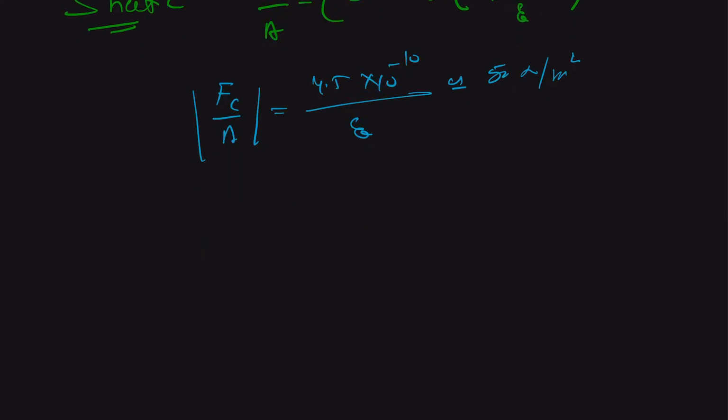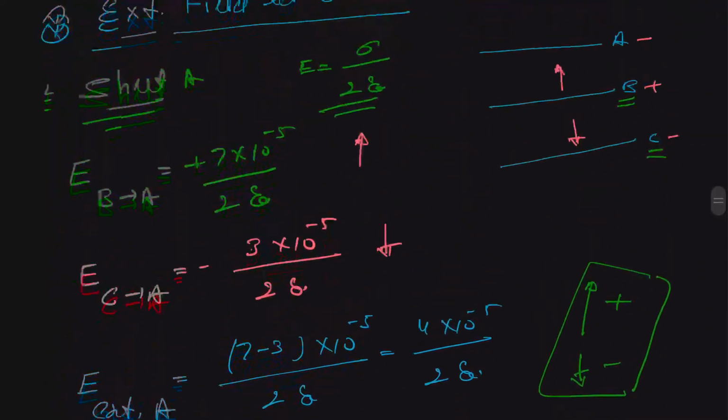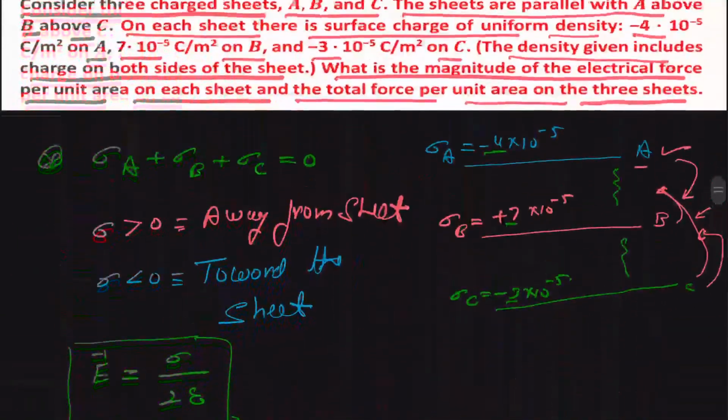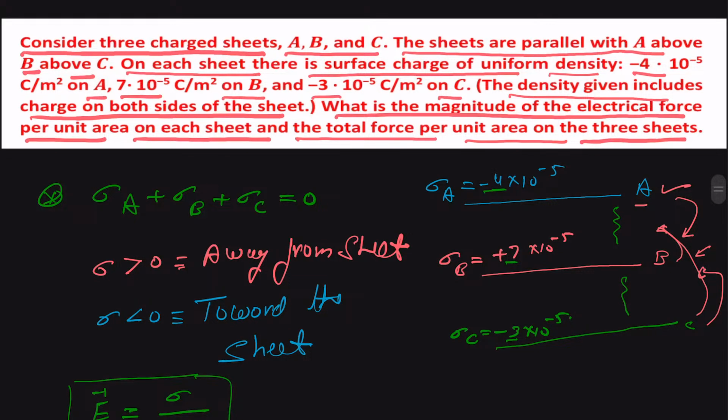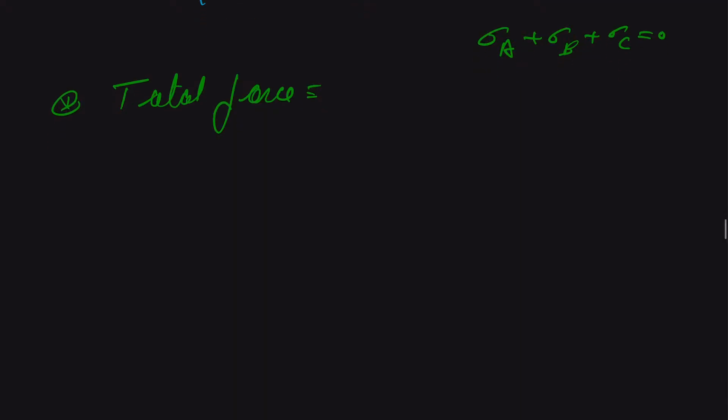So these are the forces per unit area. And so this was part A. We are supposed to find out the forces per unit area and the total force. So total force we are going to simply add them. And in the starting we noticed that the summation of their charge densities is equal to 0. So from here also you can derive, or we can simply add them also.